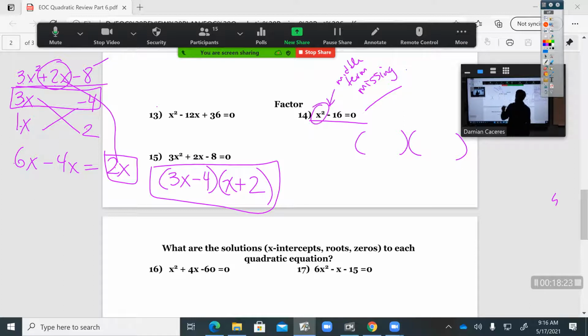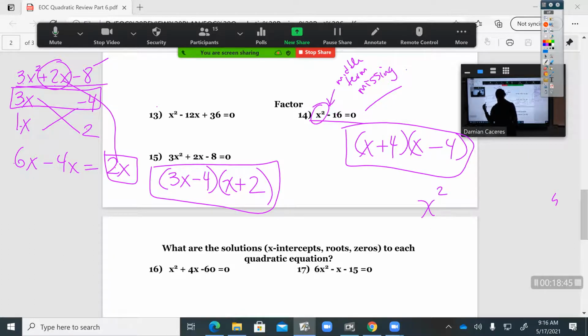So for example, what's the square root of x squared? X. So you put an x on both sides. What's the square root of 16? It's 4. So you put a 4 on both sides. And remember, for the middle term to be gone, one has to be plus, one has to be minus. That's it. Those are your factors.